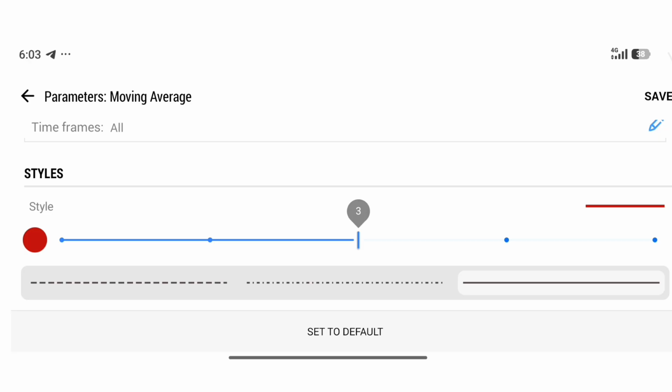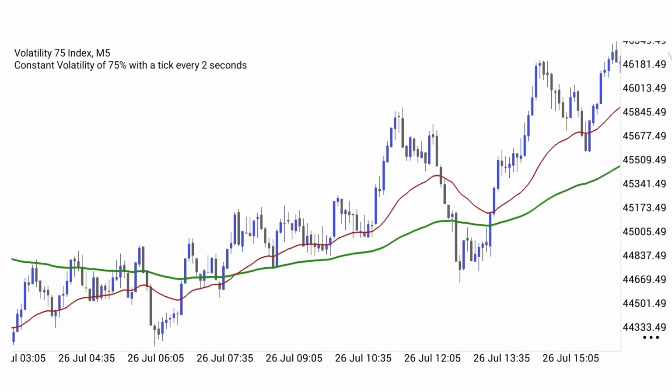That one should just be at number 3. Don't increase it to the last, just make it number 3. Make sure the line is thick like this line here, and you are good. So when you are done with that, you click on save.